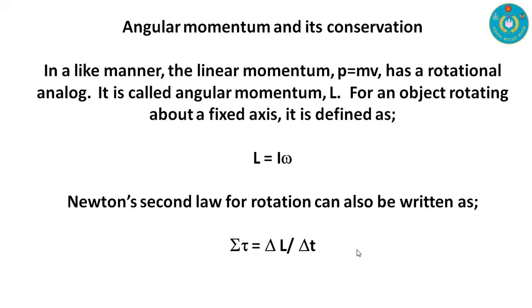Angular momentum and its conservation. In a like manner, the linear momentum p is equal to mv has a rotational analog, called angular momentum L, for an object rotating about a fixed axis. It is defined as L is equal to I omega. Newton's second law of rotation can also be written as torque is equal to del L divided by del t.